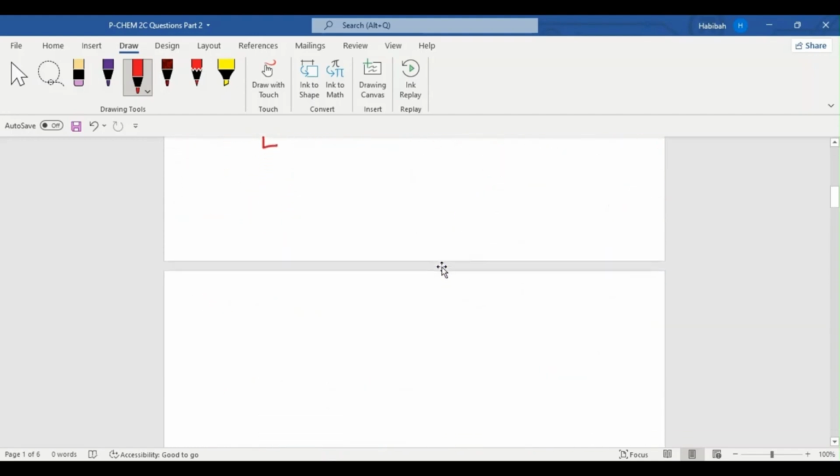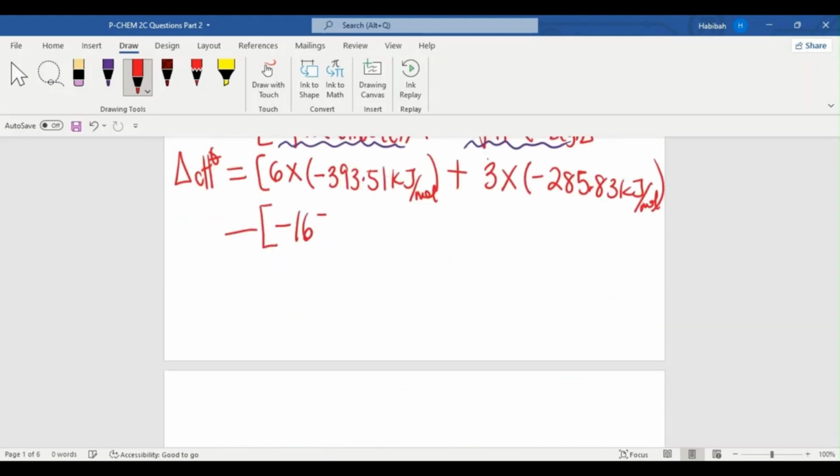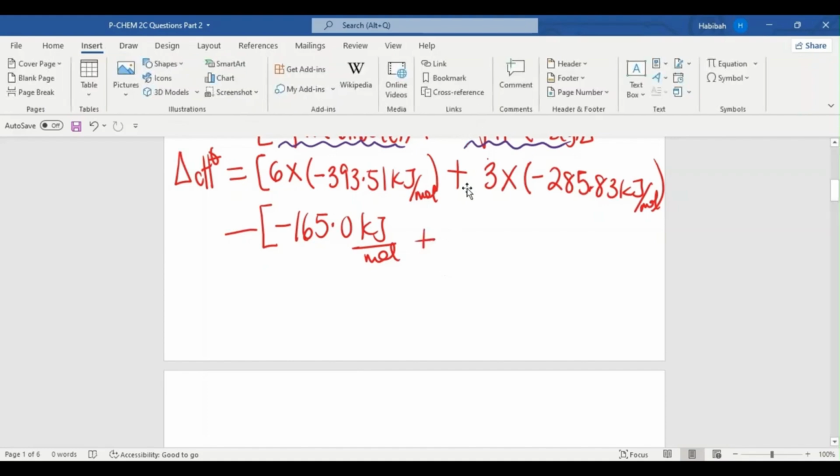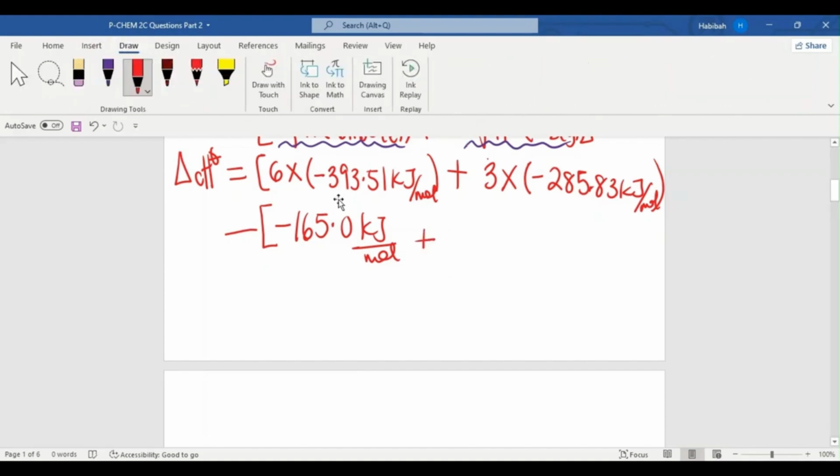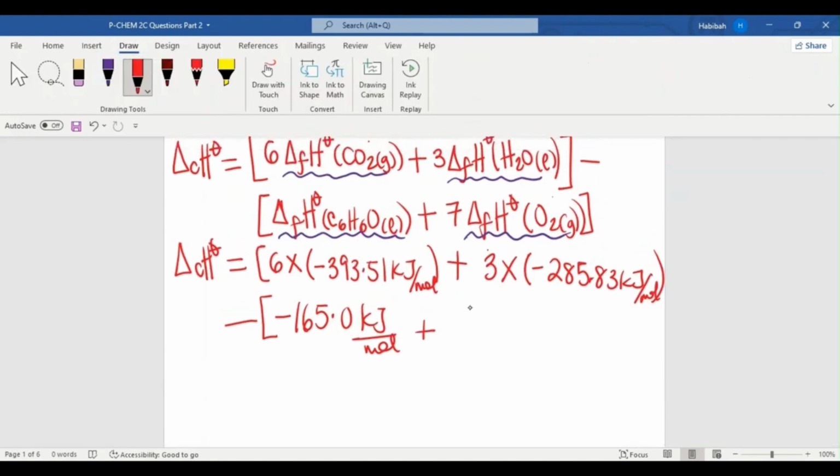So that's going to be minus 165.0 kilojoule per mole. So make sure you always go back to your question. Okay, sorry, not a bracket. I meant to write a plus. Plus the standard enthalpy of formation for O2 gas. And we see that to be 7 times 0, because the standard enthalpy of formation for O2 gas is simply 0. So we just basically work on this.